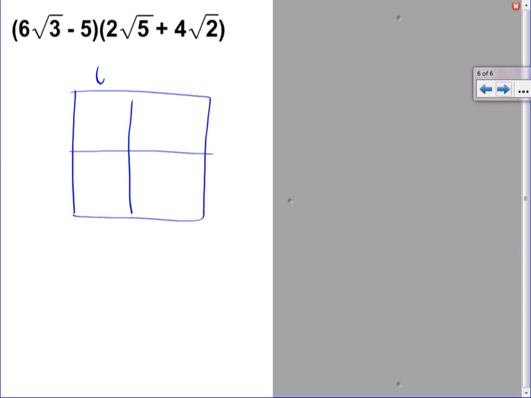So I'll take 6 root 3 minus 5, 2 root 5, 4 root 2. Now remember, when you're multiplying radicals, the things that are in the same position get multiplied. So the ones outside of the root get multiplied, and the ones under the root get multiplied. So if we're looking at this first square right here, what would that mean this is? Yeah, we'll take 6 times 2, and then we're going to take 3 times 5 and get 15.